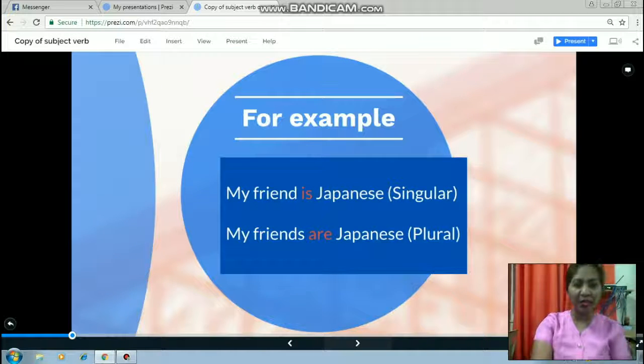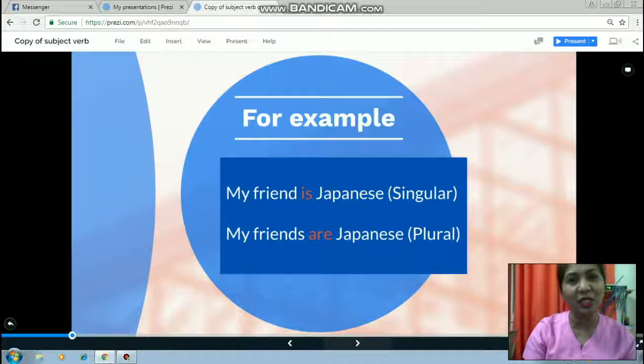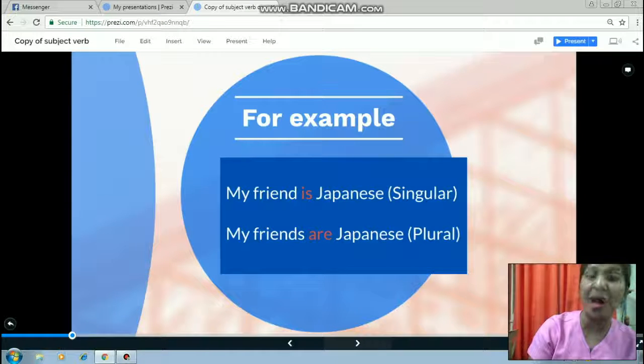So I have here two examples. My friend is Japanese. My friends are Japanese. Okay? In the first sentence, as you can see, it has a singular subject and a singular verb. Now, what is the subject in the first sentence? The word friend. Of course, we have the singular verb is. So, friend plus is, both are singular. In the second sentence, we have my friends are Japanese. What is the subject here? Friends, which is plural, and of course the verb are.